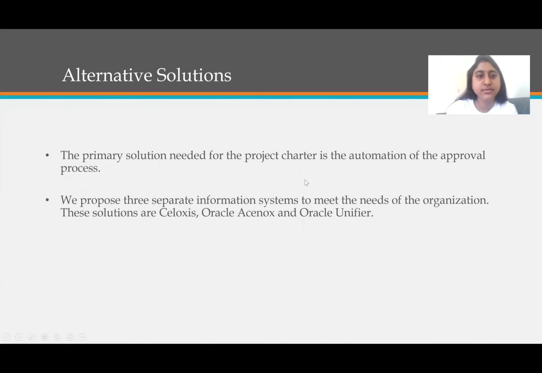Thank you, David. We identified 3 alternative solutions based on the functional requirements discussed by David. These 3 solutions automate the approval process as required by the project charter. They are Celoxys, Oracle Equinox, and Oracle Unifier. At first, we will go with the Celoxys.